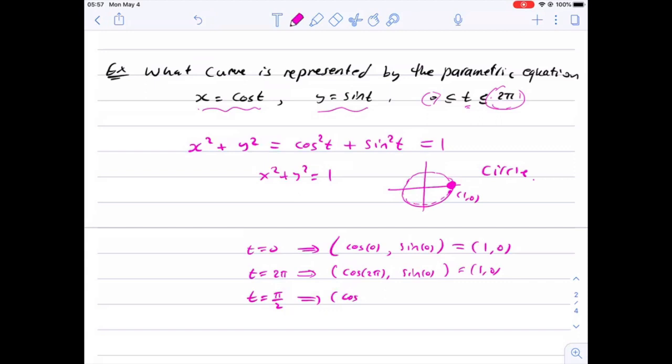So cosine pi over 2 and sine pi over 2. Cosine pi over 2 is 0. Sine pi over 2 is 1. So we move from the point (1, 0) to the point (0, 1), this point here. So that means this is the direction. It's counterclockwise. And if we determine the direction on one piece, that means it's the direction for the whole graph. So it's counterclockwise.